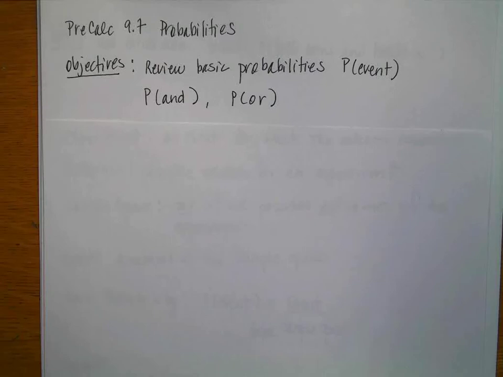We're going to be reviewing basic probabilities. So that would be like the probability of an event. And then we are going to talk about the probability of and, so the probability of A and B. And then the probability of or, like the probability of A or B.